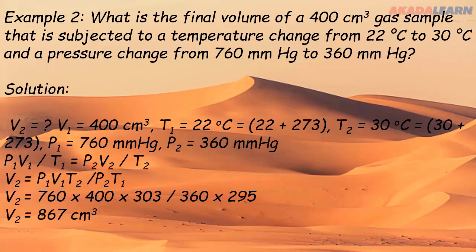Using our formula P1 V1 all over T1 is equal to P2 V2 all over T2. We make V2 subject of the formula, then input our figures appropriately. If you take your evaluation, the new volume V2 will be 867 cm cubed.